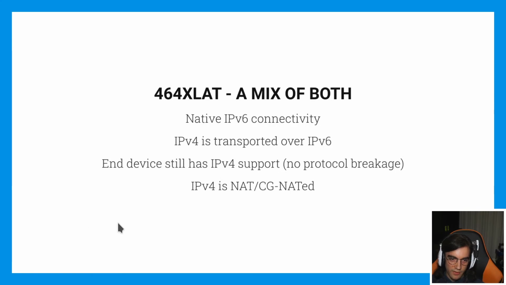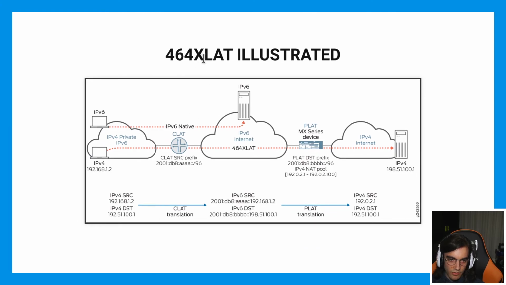But with 464XLAT, you also have a private IPv4. So all this here, you don't really need to understand the technical details. I'm just showing where you would have native IPv6, and if you're using IPv4, you can still use it, but it goes through IPv6. The idea here is that we want to have IPv6 as the primary method of communication and IPv4 being a legacy method of communication that's still supported, but that could one day be removed once it's not required anymore.